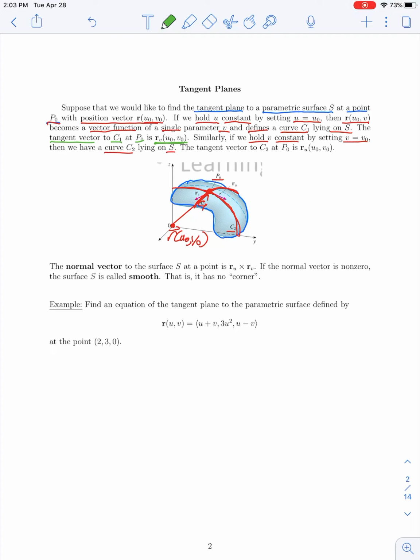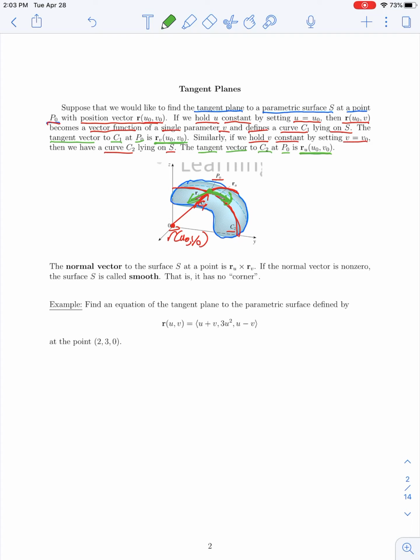So if I look at the partial derivative with respect to v at this point P naught, I get a tangent vector, which would be the partial derivative of r with respect to v at that point. In a similar way, if I look at the partial derivative of r with respect to u at the point u naught v naught, that defines a tangent vector to the curve C2 at the point P naught. So from that point P naught, if I take a partial derivative with respect to u, I can find a tangent vector to that curve C2.